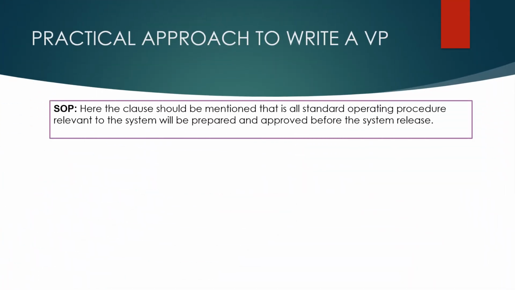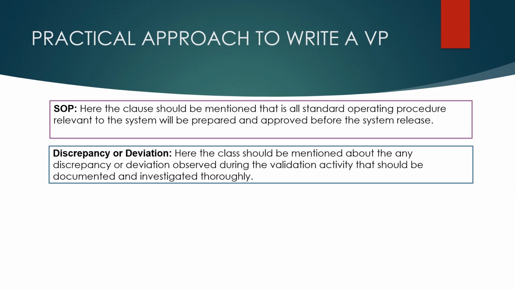Now the next section is SOP. Here the clause should be mentioned that all standard operating procedures relevant to that system will be prepared and approved before the system release. That is how to perform the analysis or calibration, how to perform preventive maintenance, and how administrative related activity will be done. Such things we need to define in this section. Next one is the discrepancy or deviation. Here the clause should be mentioned that any discrepancy or deviation observed during the validation activities should be documented and investigated thoroughly, appropriate CAPA is taken, and if required, quality risk management should be performed. Such things we need to mention in this section.